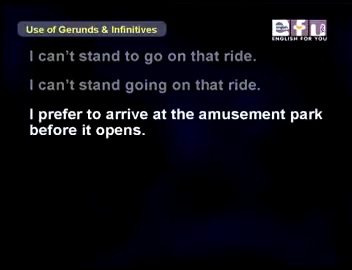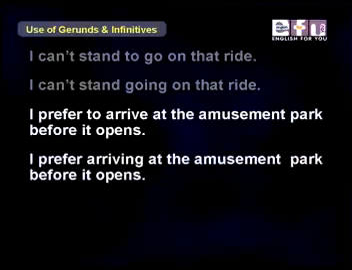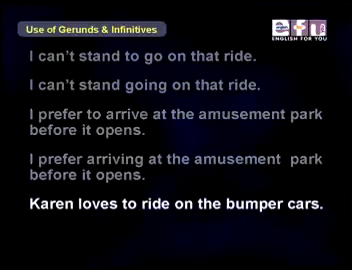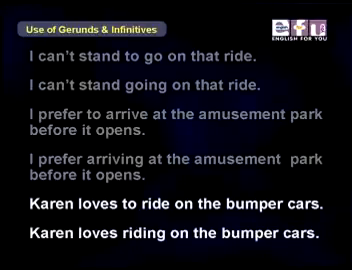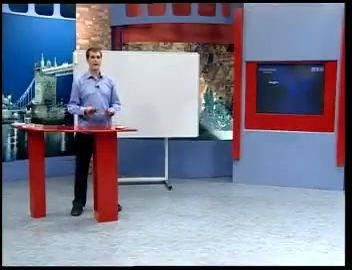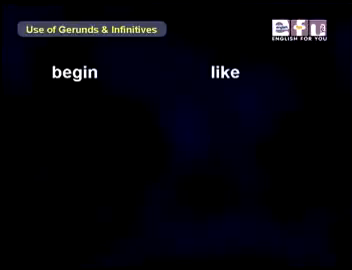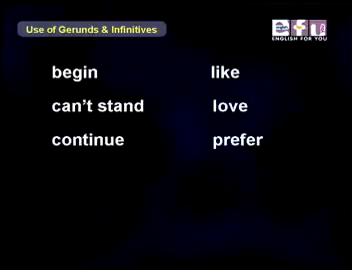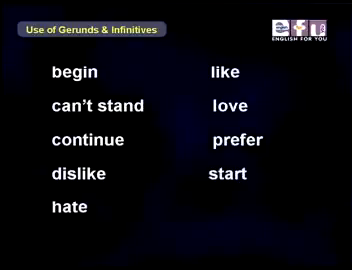I prefer to arrive at the amusement park before it opens. I prefer arriving at the amusement park before it opens. Karen loves to ride on the bumper cars. Karen loves riding on the bumper cars. A gerund or an infinitive can follow some verbs with little or no difference in the meaning. Some examples of these verbs are begin, like, can't stand, love, continue, prefer, dislike, start, and hate.